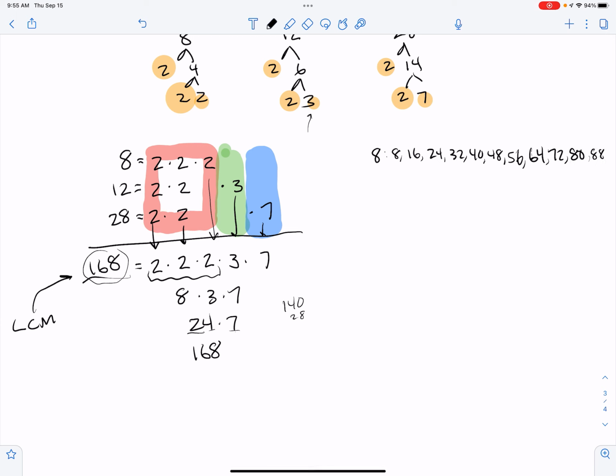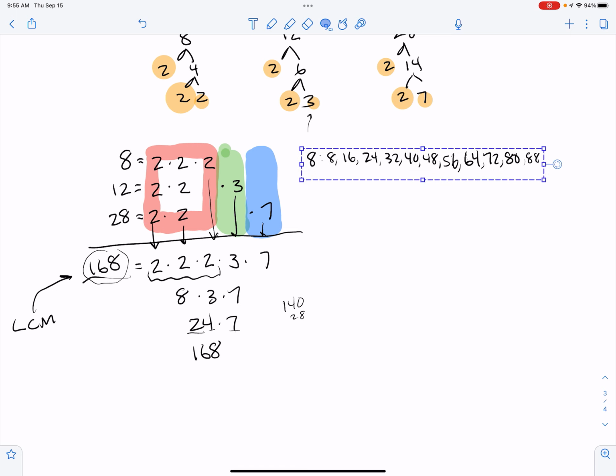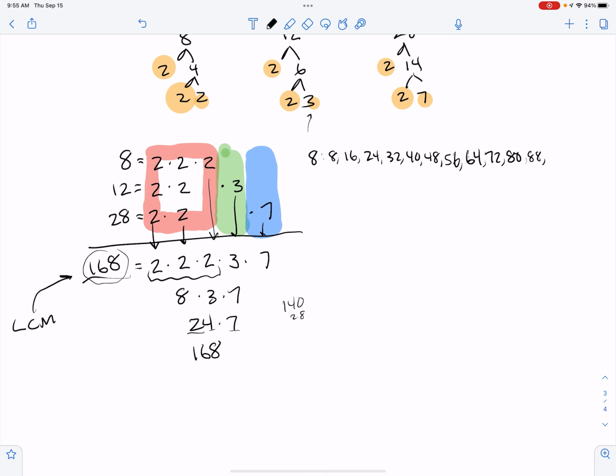64. Holy smokes. Undo. 64, 72, 80, 88. Oh my, you can see how this is starting to become problematic, especially with small numbers like 8. 88 is going to be 96, 104, 112, 120. Oh my goodness. I am running out of space. I guess I'm just going to go underneath that. 128, 136, 144, 152, 160, 168. So I'm going to stop there because if we did everything right, we should only need to go that high.